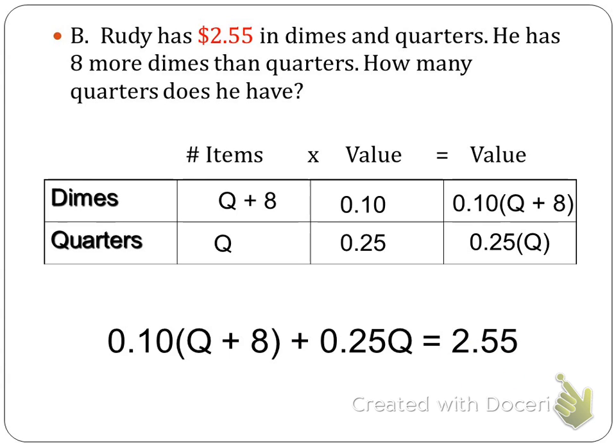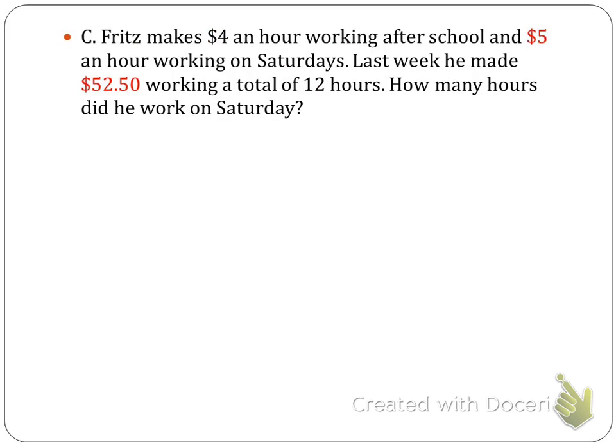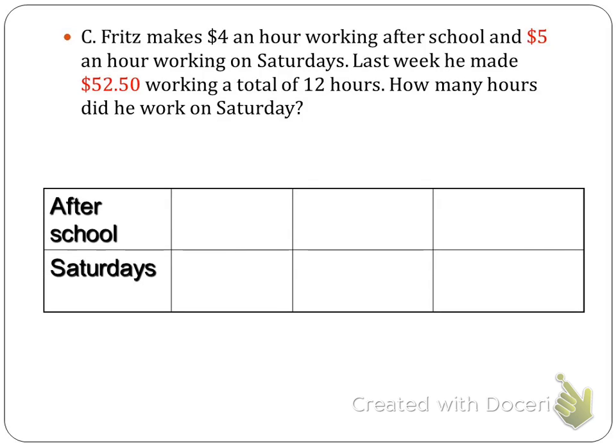has. Questions? This says that Fritz makes $4 an hour working after school and $5 an hour working on Saturdays. Last week he made $52.50 working a total of 12 hours. How many hours did he work on Saturday? So let's set up a table. After school hours, Saturday hours.